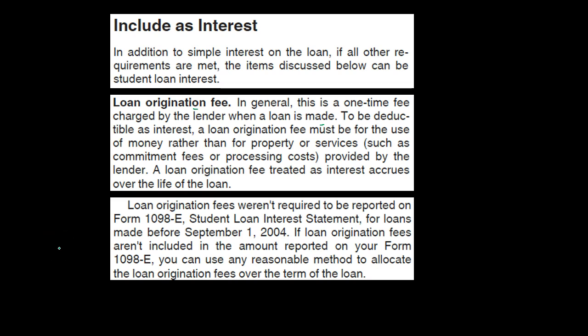In other words, the 1098-E is going to be the form that we would typically be receiving that would be recording the student loan interest. We're going to get the 1098-E, and that will be used to help us complete our tax return. We're hoping that in the case that we have the origination fees, it would be included in the 1098-E. If for some reason it's not, then of course we would have to use any reasonable method to allocate the loan origination fee over the term of the loan.